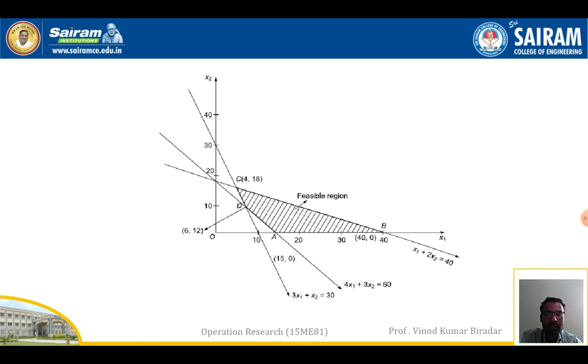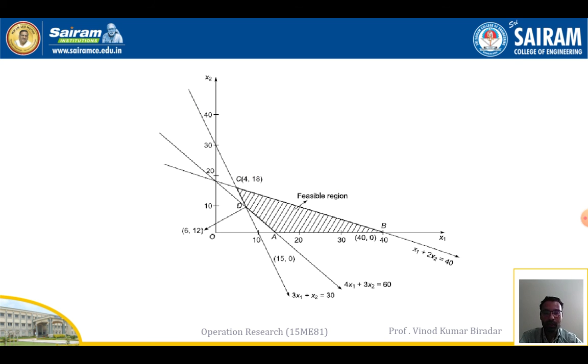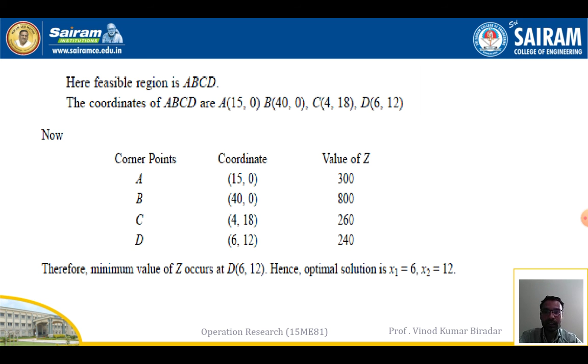What do you mean by feasible region? The region in which all the lines have a common area. Okay, so that is called the feasible region. Understand? Once you find the feasible region, you need to calculate the points. Next slide. Here are the corner points, their coordinates, and the value of z. In the feasible region we have A, B, C, D, and here are their coordinates.